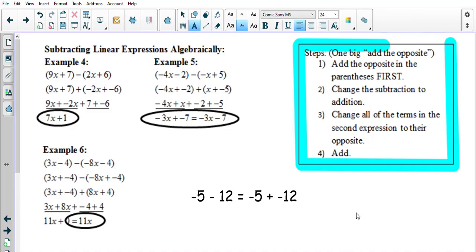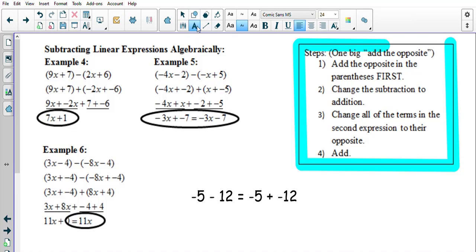And then we do our massive add the opposite. We change our subtraction that's between the linear expressions to addition, kind of like we did here. And then I change all of the terms in the second expression, or the one that follows subtraction, to their opposites. So in this case, it's not just a single number, it's going to be an entire linear expression that we change to its opposite. And then it becomes one big addition problem, so you add the linear expressions just like we did before.